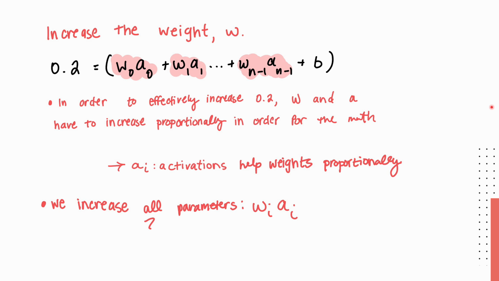So in order to effectively increase that 0.2 on the left side of the equal sign, the A as well has to proportionally increase in order for the math to do what it needs to do. So the activations of A sub I help the weight proportionally. So we have to increase every single parameter of the vector space that we have here in order for it to really increase 0.2, because if this wasn't proportionally increased to W on this side, then we're not going to get what we need out of it to get the most out of the cost function.